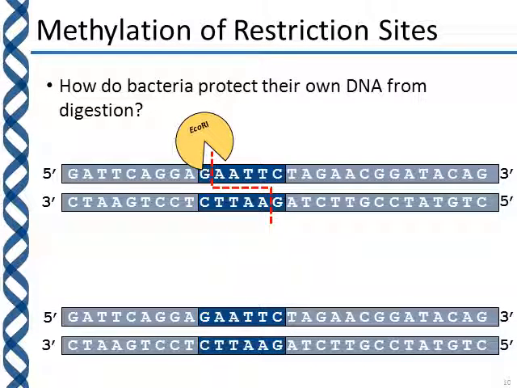So that raises the question, how can this change help a bacterium protect its own DNA? Again, the same sequence of DNA. In this case, if there is a methyl group placed on the A, now when the EcoRI comes, it is not capable of binding to the recognition site and thus does not cleave the DNA strands.